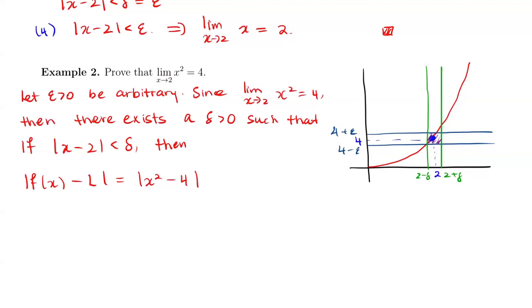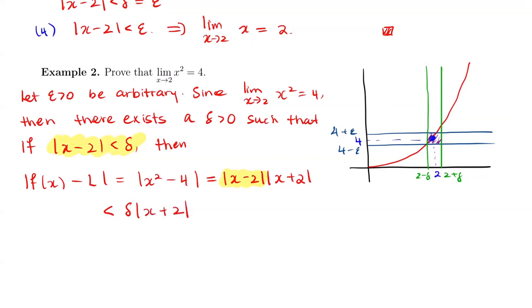Okay, so notice that this is simply a difference of squares here. So let's go ahead and factor that. So we have x minus 2 and x plus 2. All right. So here's the thing that we have here. We have that the absolute value of x minus 2 is less than delta. So this part is going to be less than delta, and then we have the x plus 2.